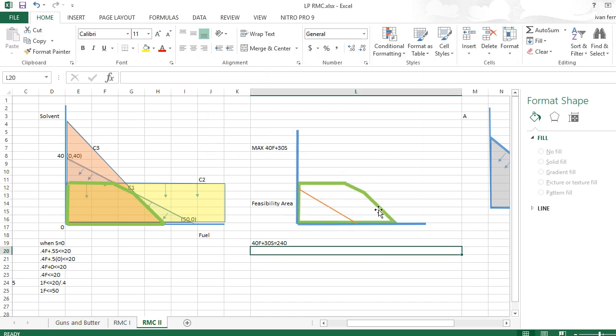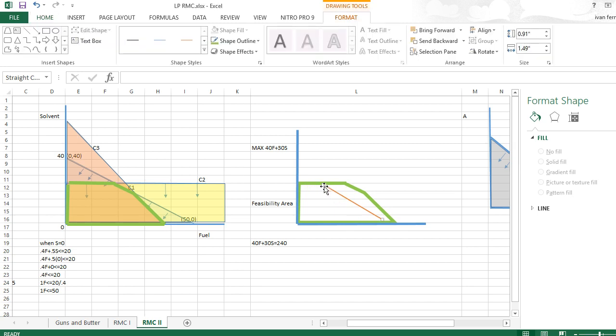Okay. So this is the line for the objective. Any point on that line is not optimal. It is inside of the feasibility. You can do better than that. How much better? Well, look, you can do this much better, or that much better, that much better.